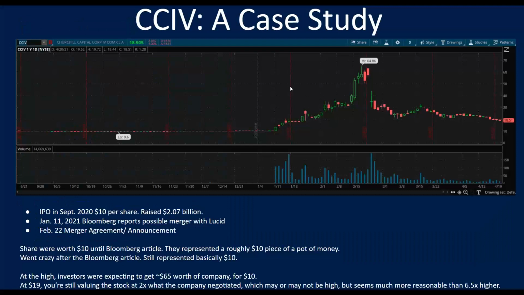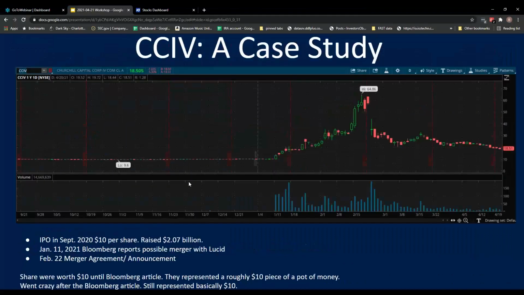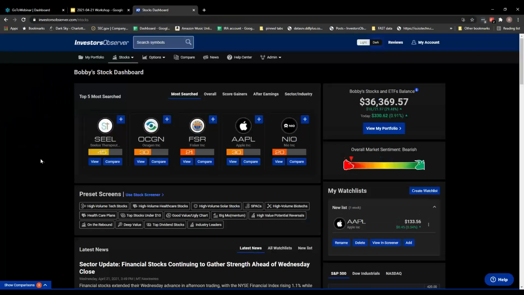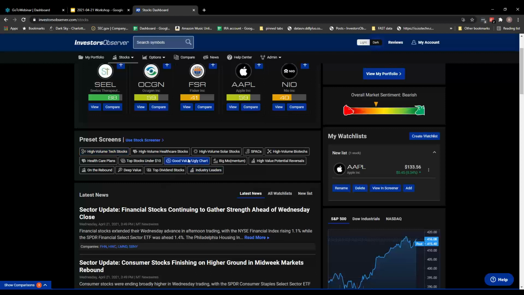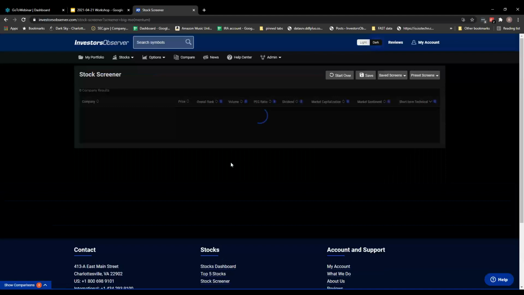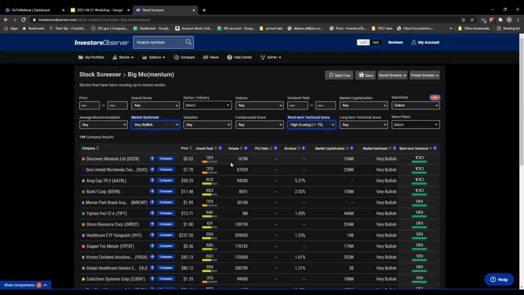All right, so before we get to questions, I want to talk about how to use Investors Observer to follow some of these rotations we're talking about. So we have these pre-built screens here, and there are some that go to specific sectors and industries. There's one for SPACs. There's one for momentum. So, as things start to get hot in the market, momentum certainly is a thing that comes in.